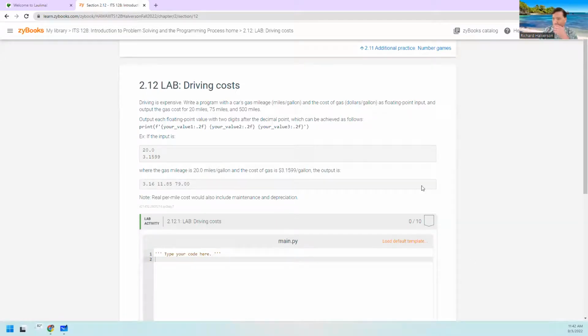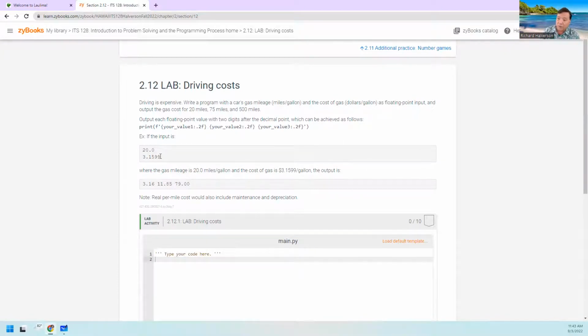So let me share my screen. All right, here we are. Now in this lab, we are supposed to write a program that figures out how much it costs in gas to drive a certain distance in your car. Specifically, how much it costs to drive 20 miles, how much it costs to drive 75 miles, and how much it costs to drive 500 miles.